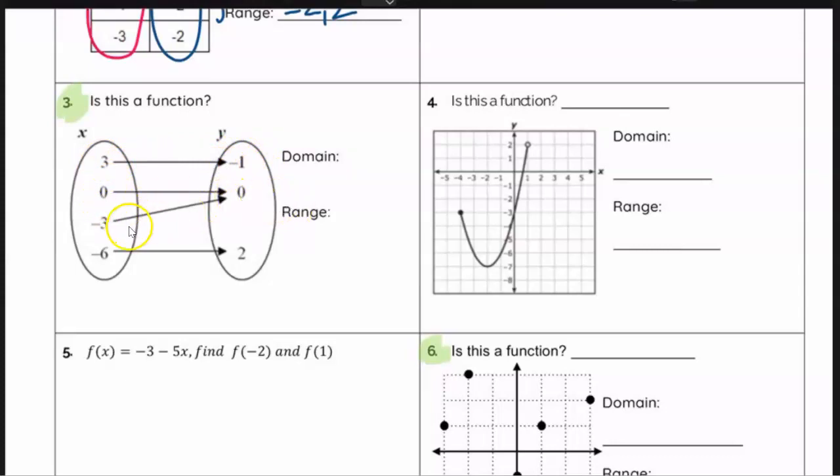0 goes to 0, negative 3 goes to 0. They're sharing an output value, or they're sharing a y value, but that's okay. That does not count as repeating. Negative 6 to 2, it all has 1. So yes, this is a function.